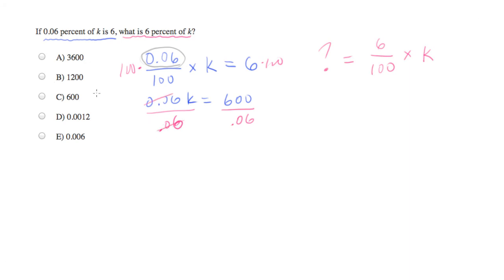And how many times does 0.06 go into 600? 6 goes into 600, sorry, 6 goes into 600 100 times. So 0.06 will go in 10,000 times. If you're not sure how to calculate that, go ahead and put it in your calculator. I'll type it in just to be sure. Yeah, 10,000.